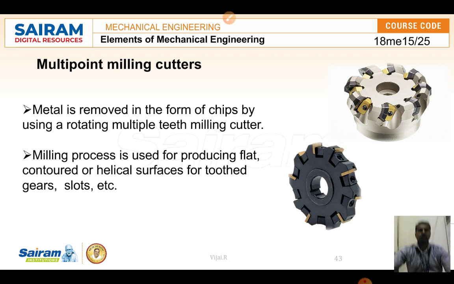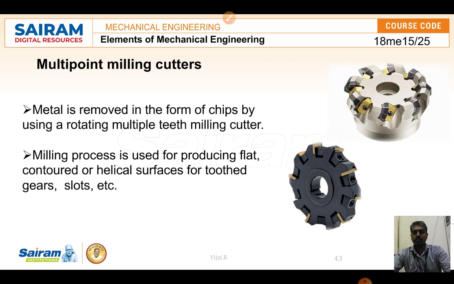You can see the milling cutters, how they look. There are a number of cutting points. So multi-point cutting tools are used in milling. Metal can be removed in the form of chips. When the multi-point cutter is in contact with the raw material, it is going to remove the material, in the form of chips. That is what it is used for.